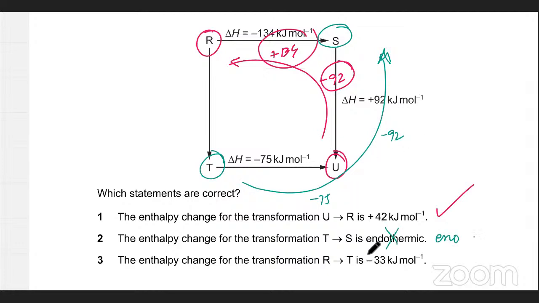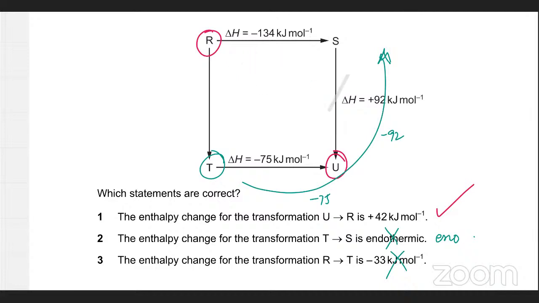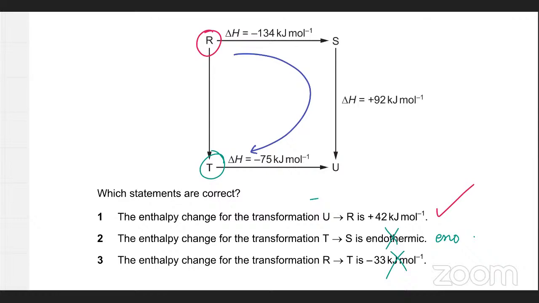If the second is wrong, the third would also be wrong. And we can calculate that. You're saying R to T. So for R to T, you would have to go all the way in this direction. That is R to T. So it's minus 134 plus 92. And the last one is plus 75. So I think it's going to be plus 33, not minus 33. TK, is this clear as well? Yes.